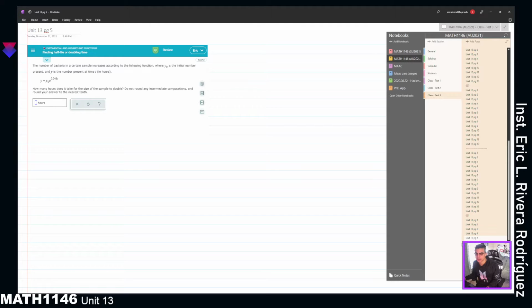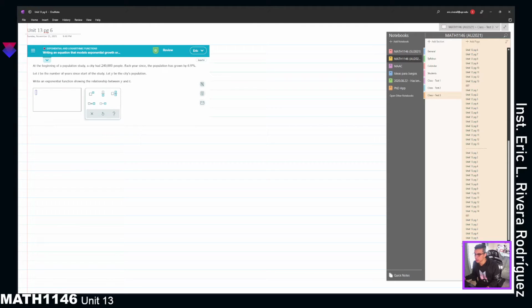We were talking about the same exercise here. So I have more exercises here that are basically the same type of exercise, just with different numbers. So I'm going to skip those. Let me see this. This is just to create the function.